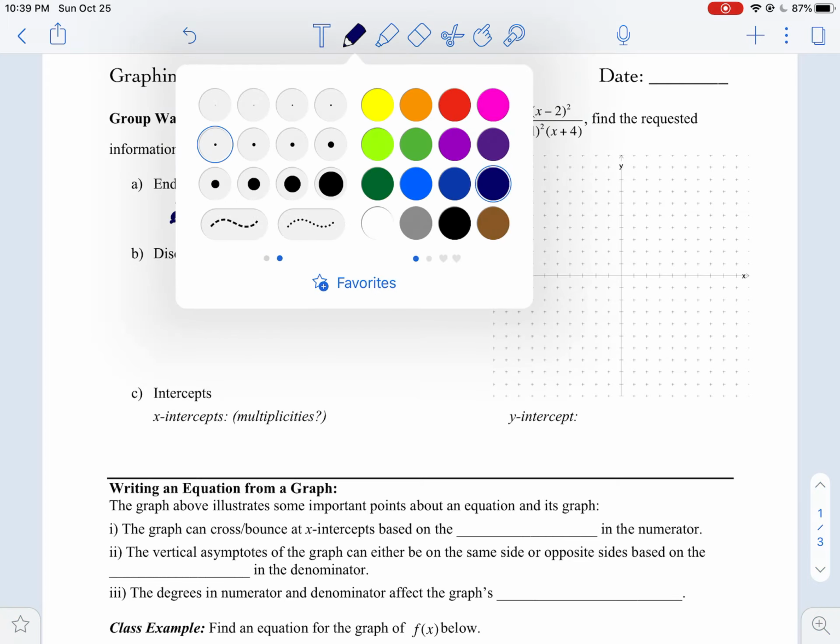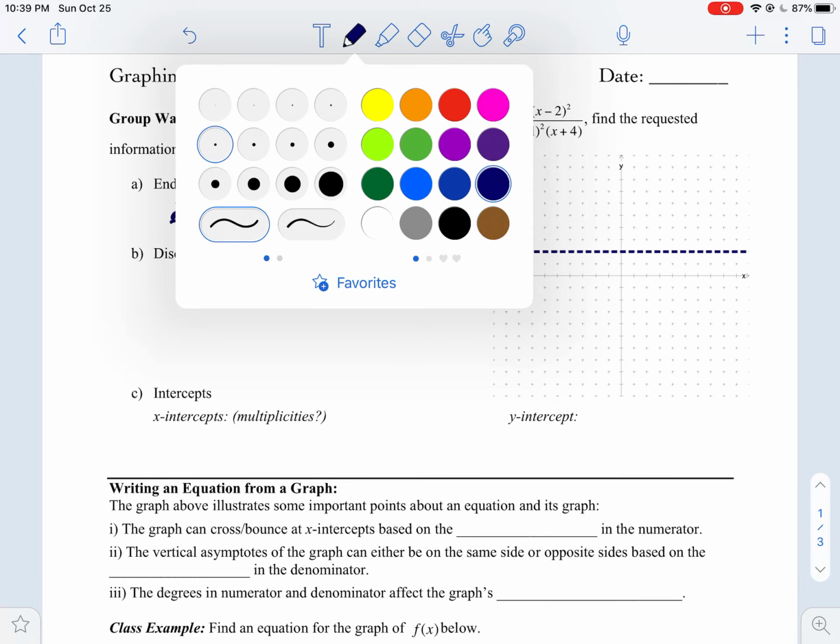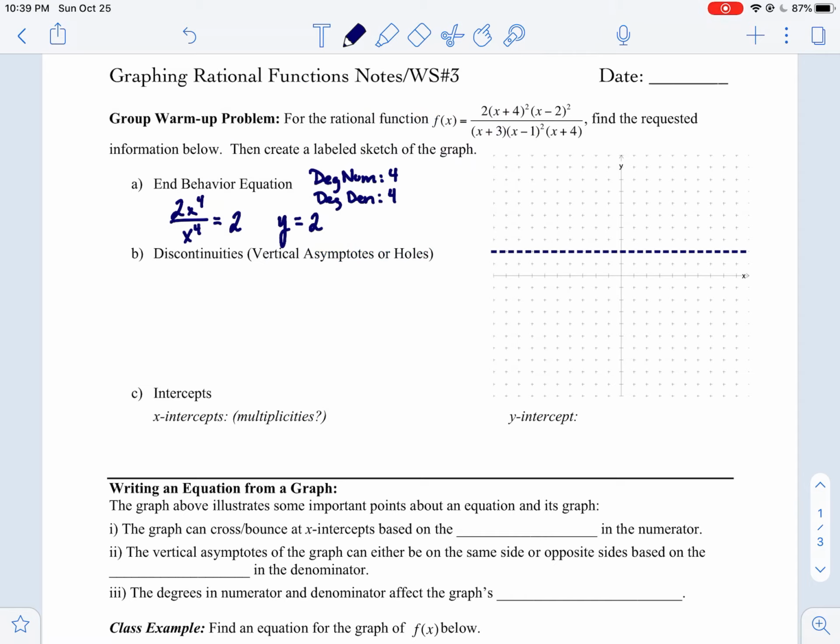So we'll go ahead and plot that horizontal asymptote. We'll just go in there, y equals 2. So there's that. I like to label my stuff on my graph. I think it's helpful. So y equals 2.